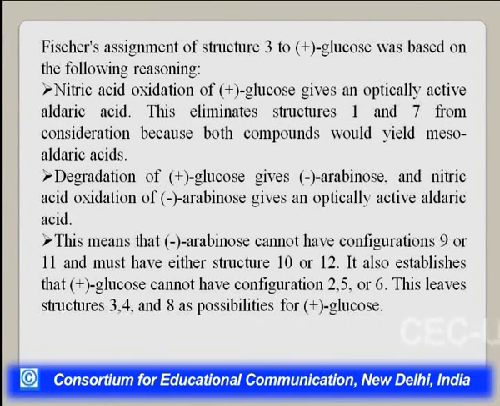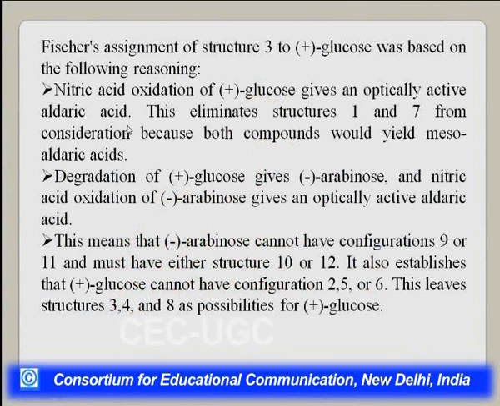Fischer's assignment of structure 3 to glucose was based on the following reasoning. He concluded that structure number 3 is glucose. How did he come to conclude that this is the structure of D-glucose? First of all, the nitric acid oxidation of glucose gives an optically active aldaric acid. You know what optically active compounds are? If a compound has a stereocenter, it will be optically active. A molecule must contain an asymmetric chiral atom. So nitric acid oxidation of glucose gives an optically active product.